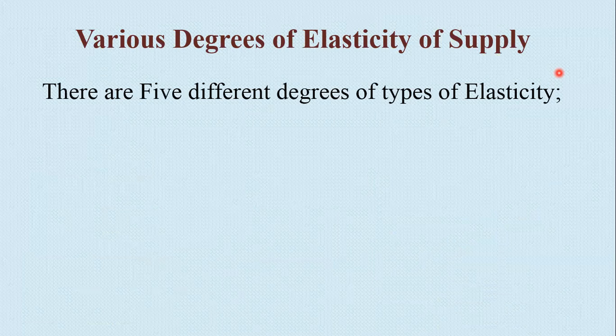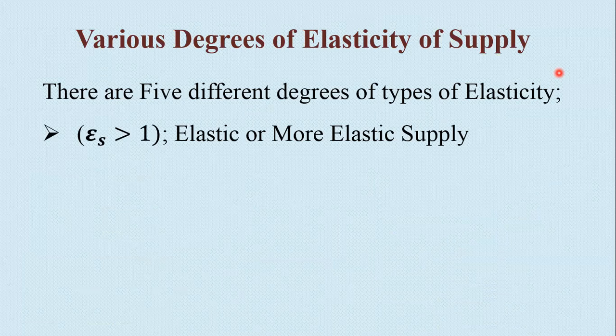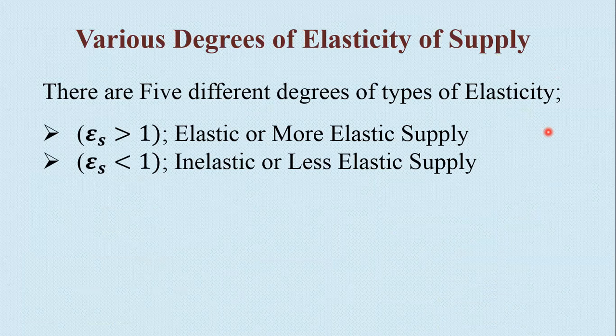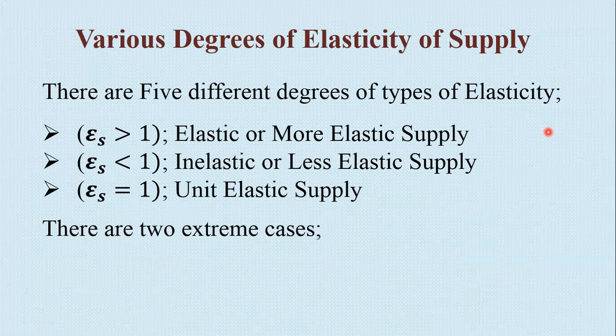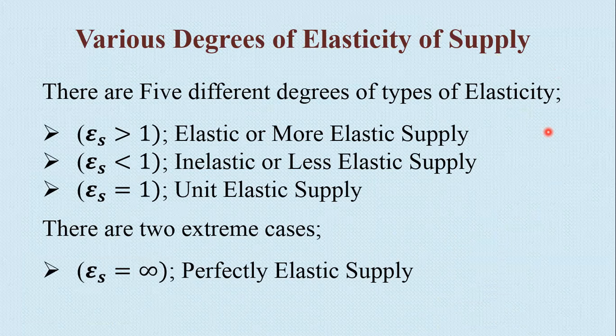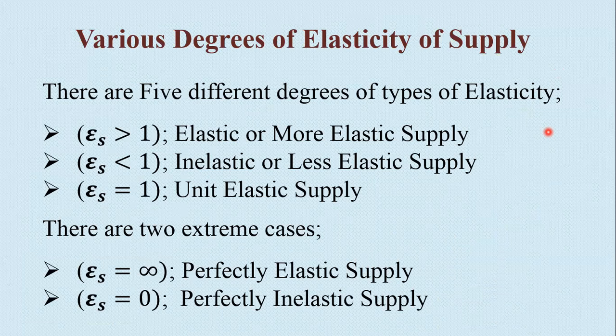Various degrees of price elasticity of supply. There are 5 different types. One is if the elasticity of supply is greater than one, that is known as elastic or more elastic supply. If elasticity of supply is less than one, that is inelastic or less elastic supply. If elasticity of supply is equal to one, this is known as unit elastic supply. There are 2 more extreme cases as well. If elasticity of supply is equal to infinity, that is known as perfectly elastic supply. If elasticity is equal to 0, that is known as perfectly inelastic supply.